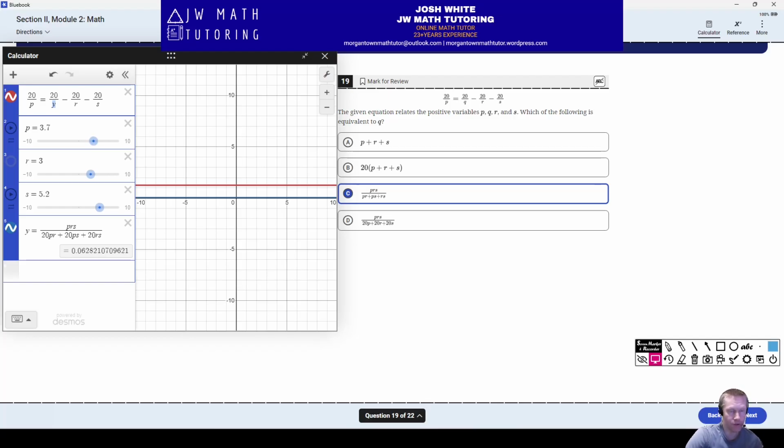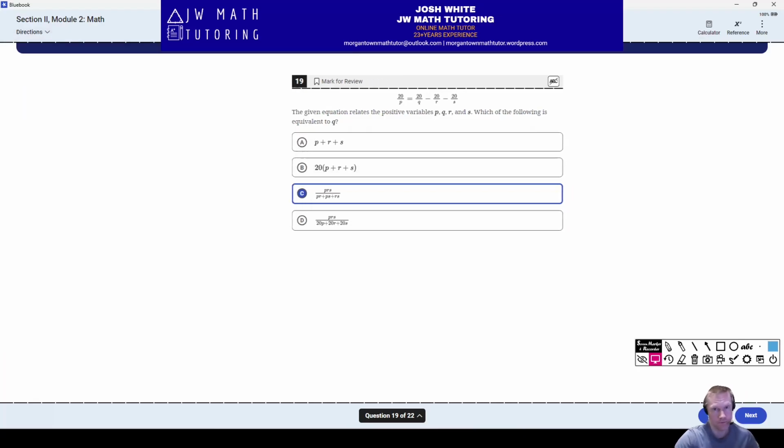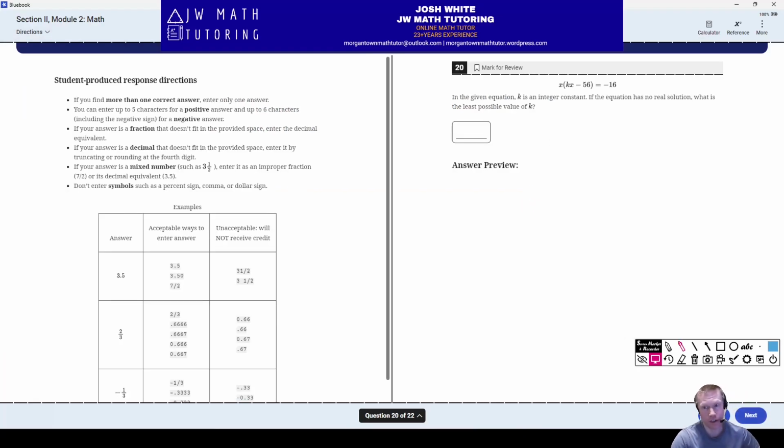And then type your answer choices and you see which horizontal line overlaps the existing line, and that is your answer. Next up, question number 20. Here we have an equation. Technically, it's a quadratic equation, and they want to know the least possible value of k.